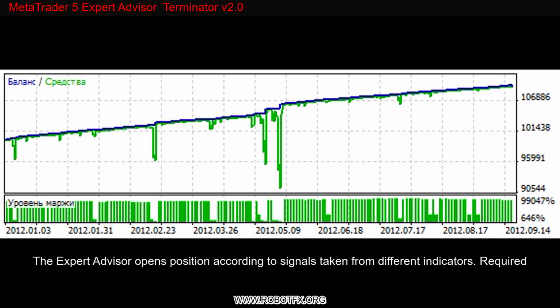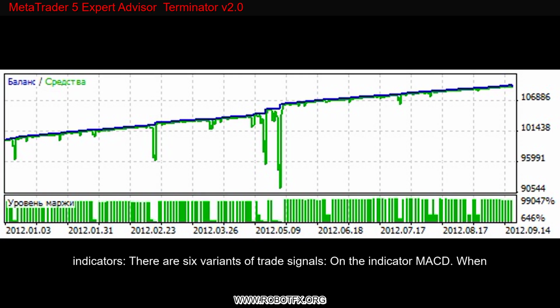How it works. The Expert Advisor opens positions according to signals taken from different indicators. Required indicators. There are 6 variants of trade signals. On the MACD indicator, when the indicator grows, it is allowed to buy.